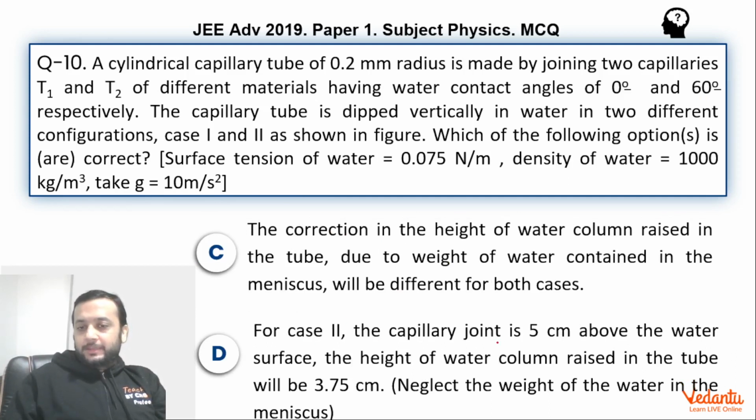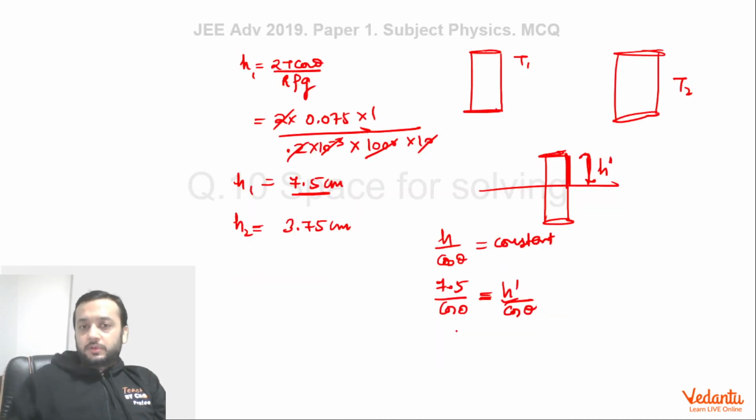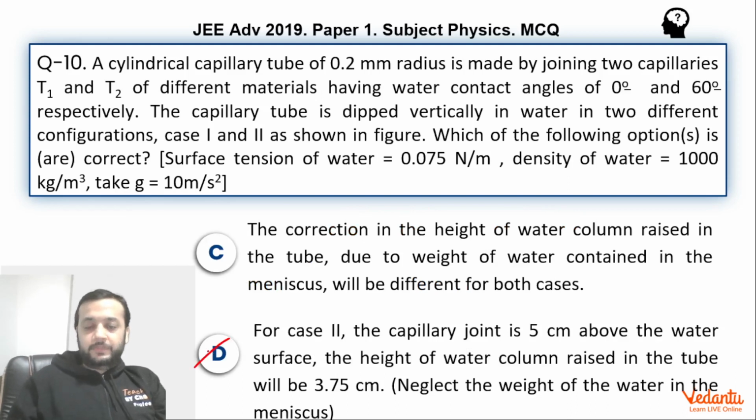For the case 2, the capillary joint is 5 centimeter above the water surface. The height of the water column raised in a tube will be 3.75. Of course, in this case, if the joint is 5 centimeters above the water surface, then T2 is below. So in the case of T2, water wanted to go up till only 3.75, and we are allowing the height of 5 centimeters. So water will have no problem and it will rise up till a height of 3.75. So of course this option is correct.